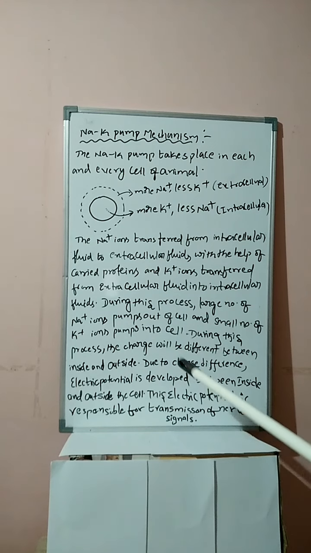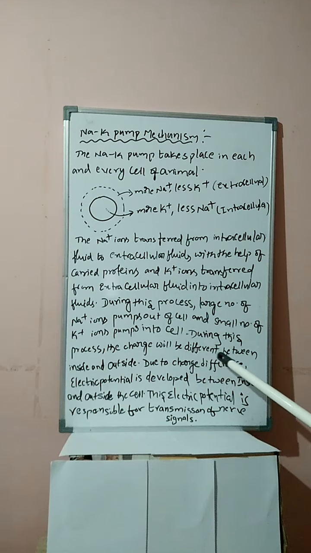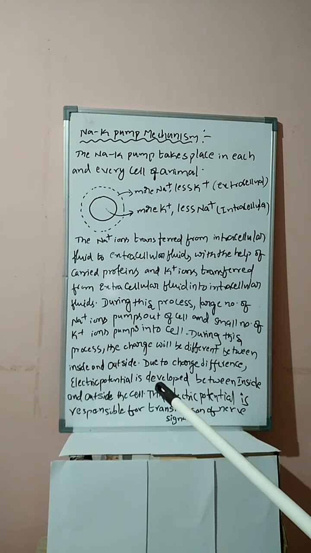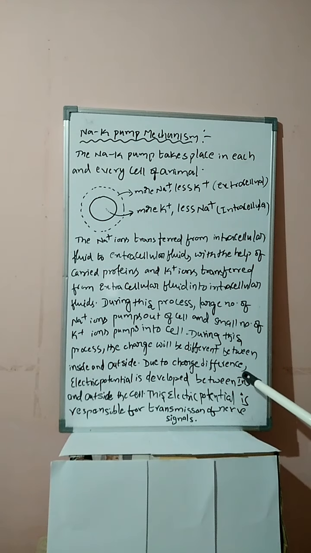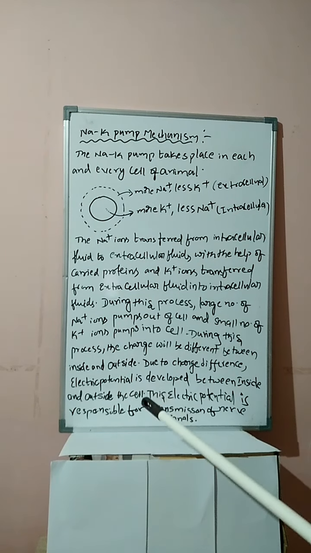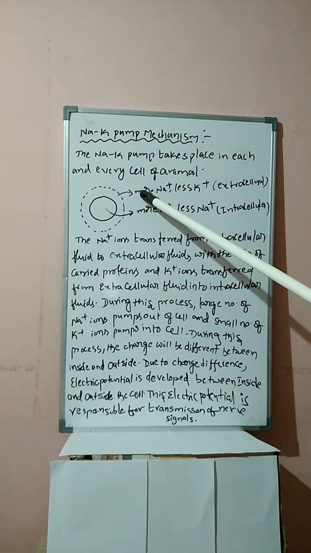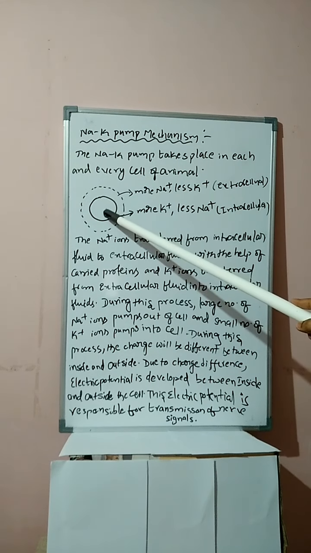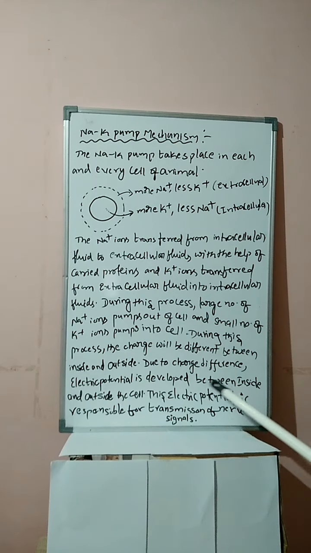Due to the charge difference during this process, a charge will be different between inside and outside the cell. Due to this charge difference, electric potential is developed between inside and outside the cell. Here, the highest positive charge is outside the cell, less positive charge inside the cell. Less positive charge means more negative charge. This electric potential is responsible for the transmission of the nerve signal.